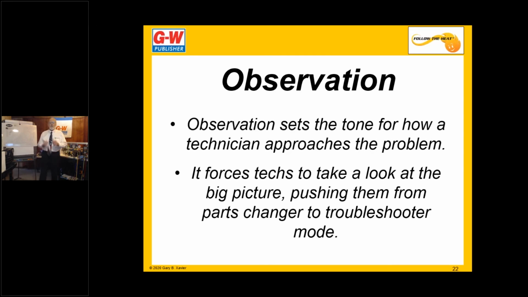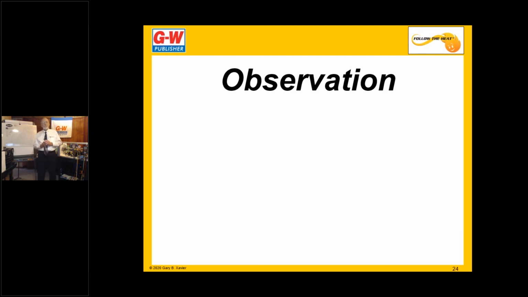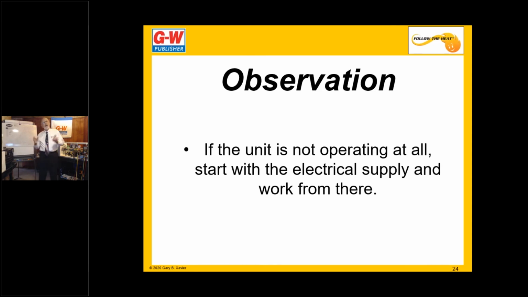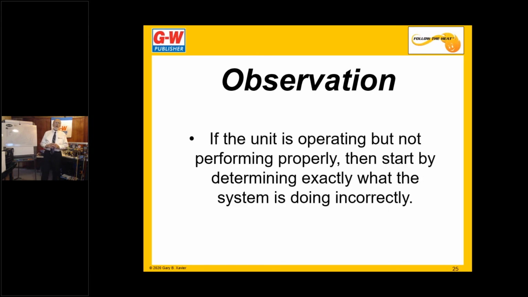We don't want to be a parts changer. We want to look for the obvious things. Look for the obvious. That's our first step, observation. If the unit's not operating at all, start with the electrical supply, like I should have done with that pump.